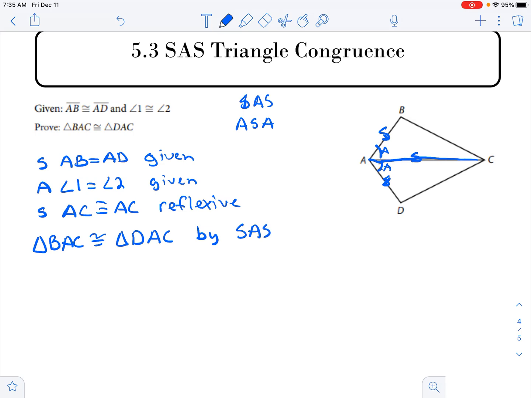So that's our lesson on side angle side, similar to angle side angle, just different things that we need to know.